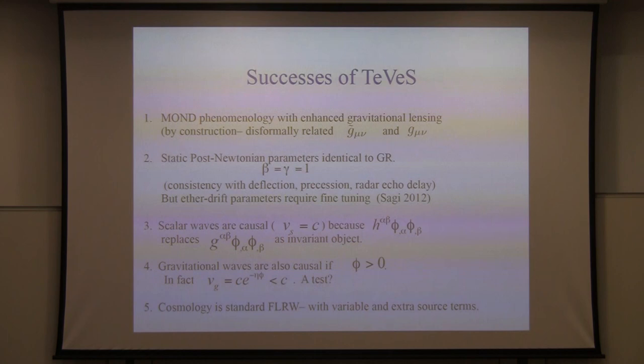Now, let me just sum up the successes of this theory, though. MOND phenomenology with enhanced gravitational lensing was explained, and that's by construction, by this disformally related physical metric and gravitational metric. The static post-Newtonian parameters were identical to general relativity. It's consistent with deflection, precession, radar echo delay. But the ether drift parameters, that is, the parameters you get by moving with respect to the preferred frame, couldn't be entirely suppressed, and it required some fine-tuning.